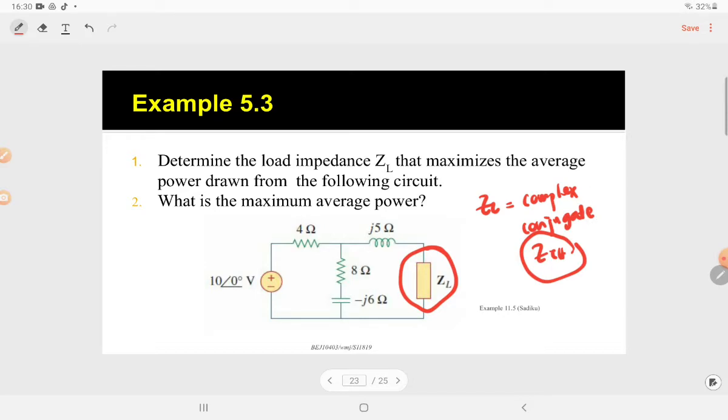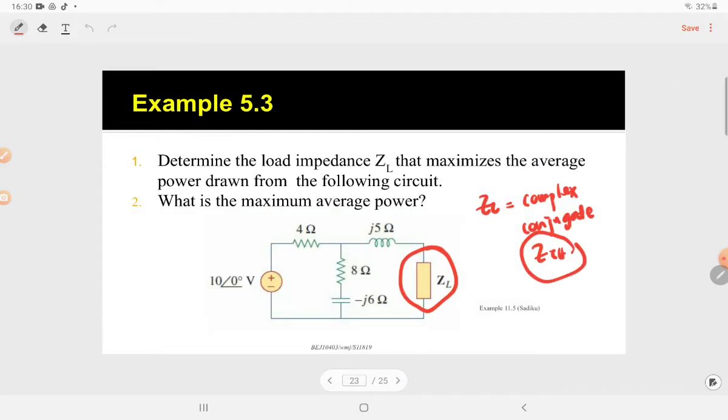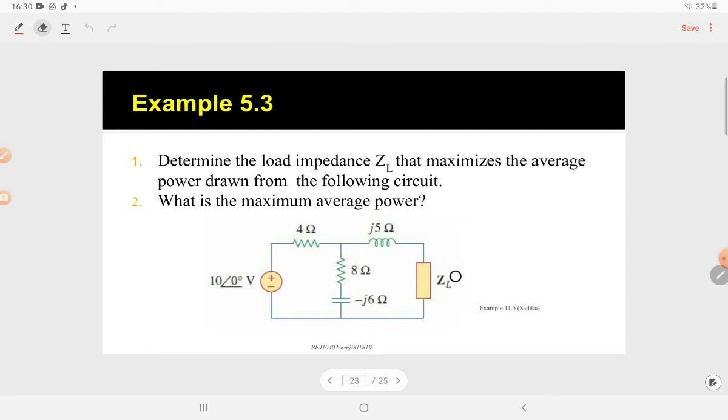Then we can use the formula over here to calculate the maximum power that can be transferred to the load, right? So if you are given this kind of circuit, you need to find the Thevenin equivalent circuit. When we say we need to find the Thevenin equivalent circuit, you need to find what is the VTH and also what is the RTH value for this circuit, right?